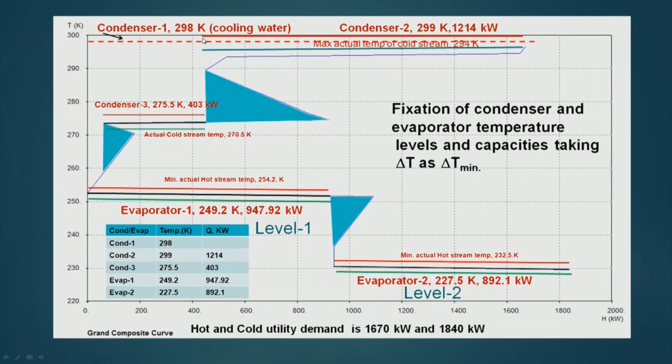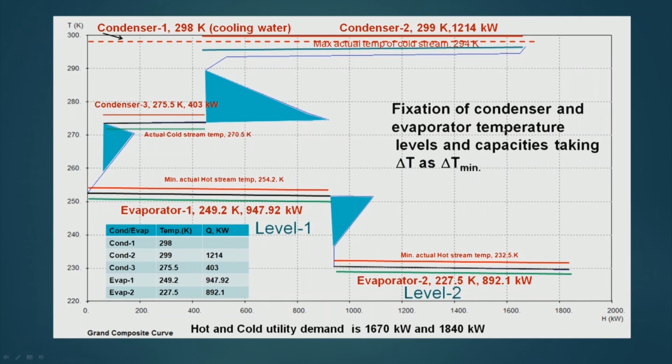And I have not calculated the load for condenser 1 because whatever load is left has to be rejected to this. So, it is not required to calculate the load of condenser 1. If I am rejecting the heat available from here and here to condenser 1, obviously its load will be this 947.92 plus 892.1 kilowatt. As this heat rejected to condenser 1 is not further used, I am not keeping any calculation for this.